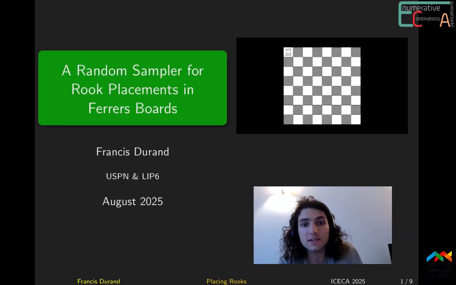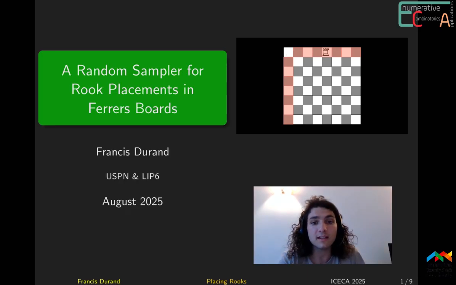Among all the chess pieces, rooks have a rather simple way to move. They can either stay on their line and go right or left, or stay on their column and go up and down. We say that it can attack those tiles. Today, we'll talk about non-attacking rook placements.